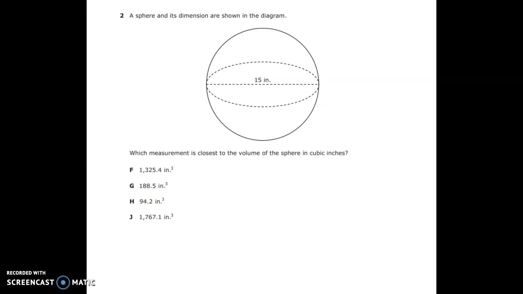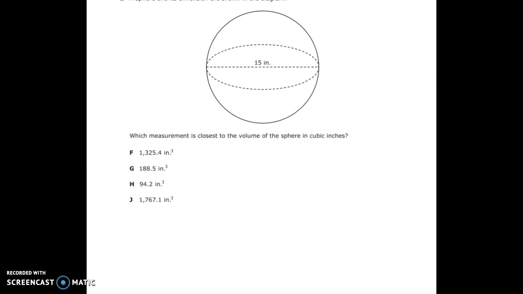Number 2, a sphere and its dimensions are shown in the diagram, 15 inches. Which measurement is closest to the volume of the sphere in cubic inches? 1,325.4 cubic inches, 188.5 cubic inches, 94.2 cubic inches, 1,767.1 cubic inches.